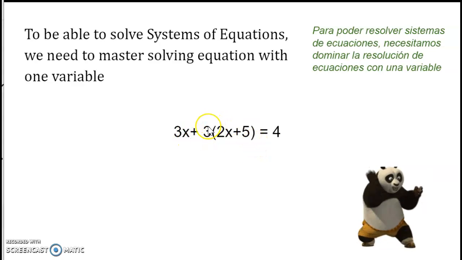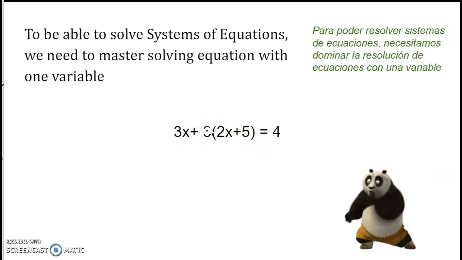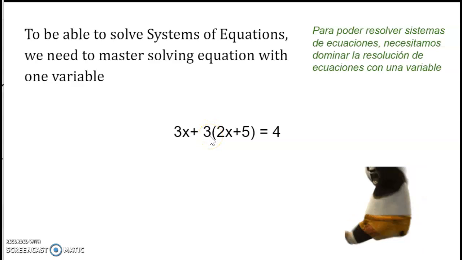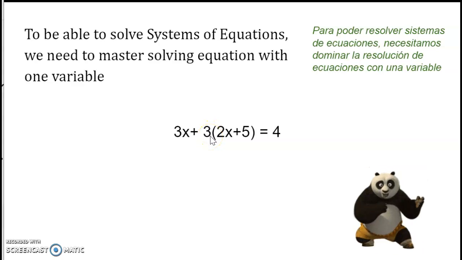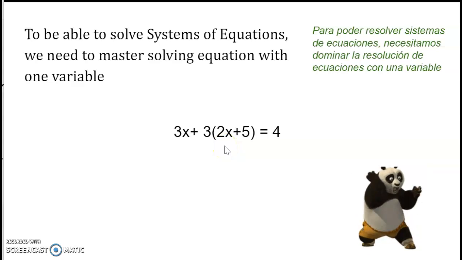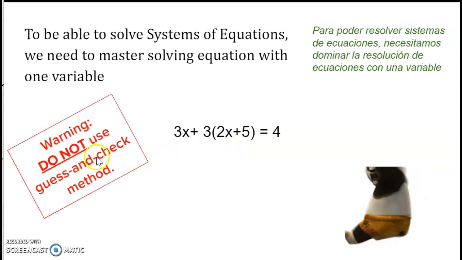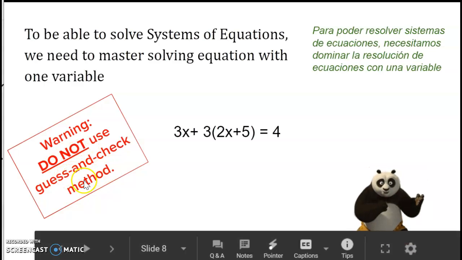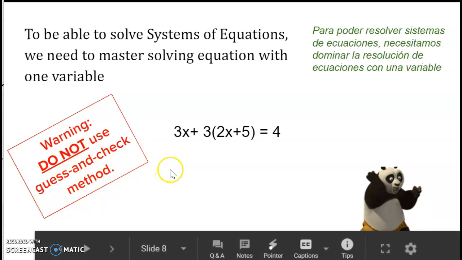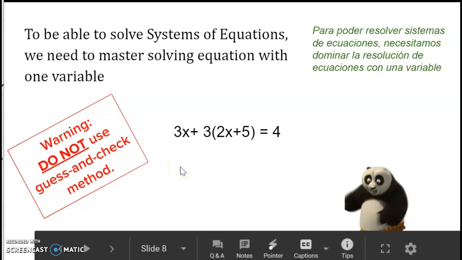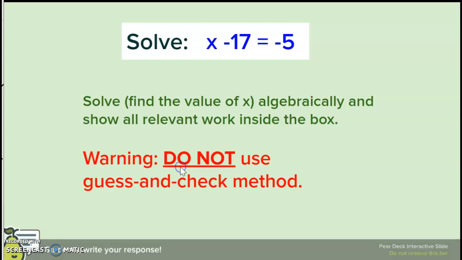So again, I would strongly urge you to learn to solve algebraically. So in order to do that, we're going to start really easy. But warning, do not use the guess and check method to solve the easy problems that I am going to give you in PADEC. Okay, so here we go.